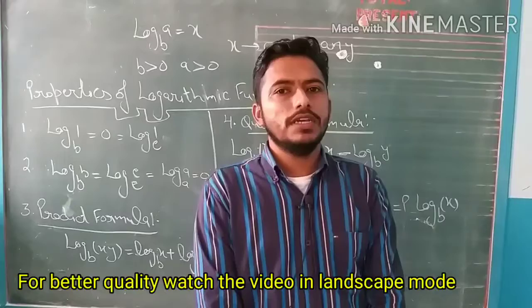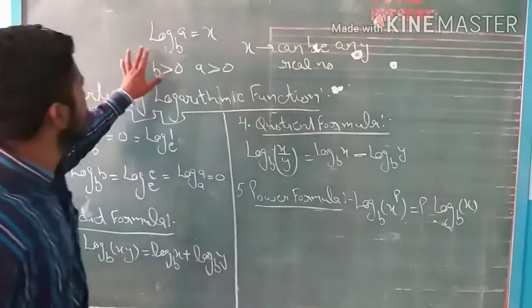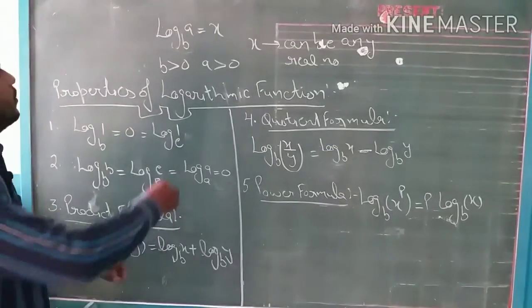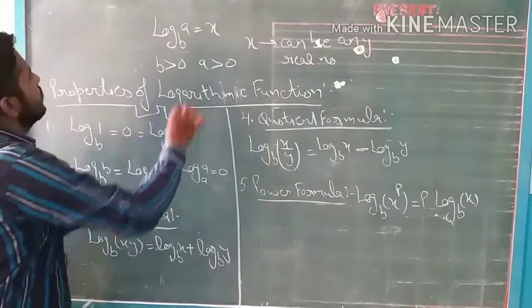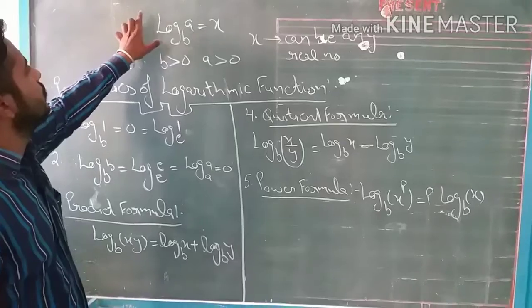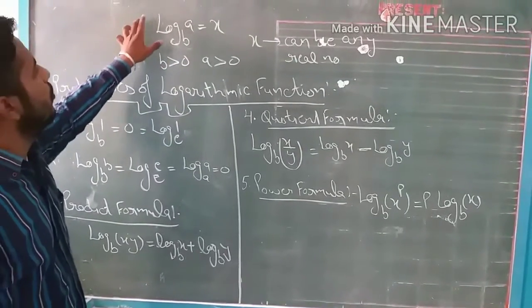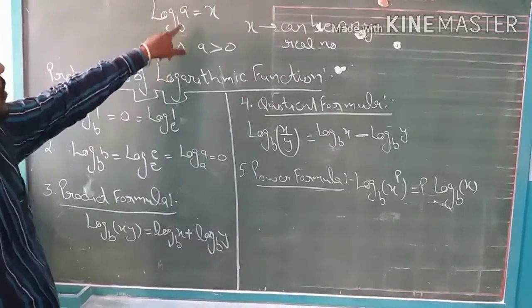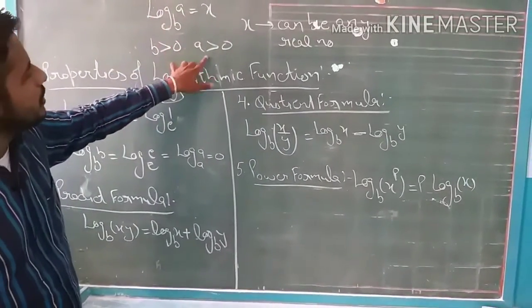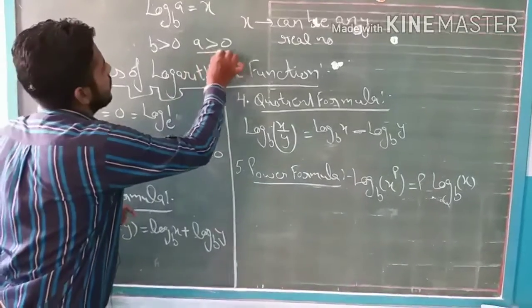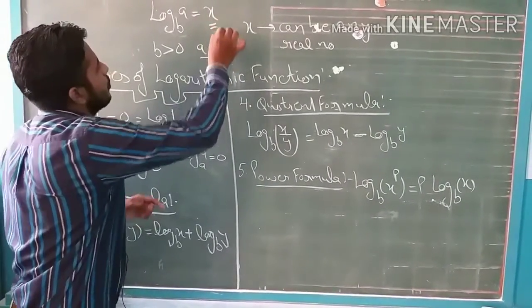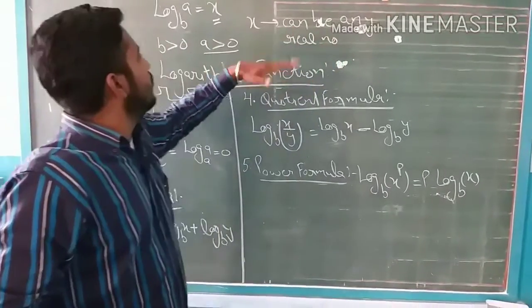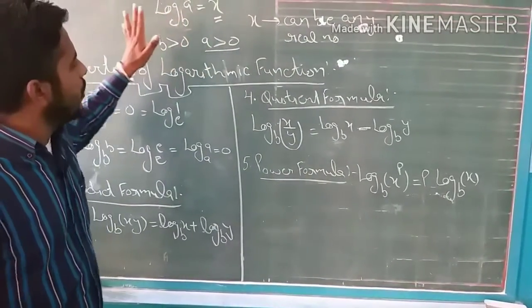In the previous video lecture we studied the basic introduction to logarithmic function. So first of all, let's revise the basic expression of logarithmic function. Here the base must be greater than 0, and log is only defined for positive numbers. This a must be greater than 0, and the answer can be any real number, x can be any real number. That we have studied in the previous video lecture.